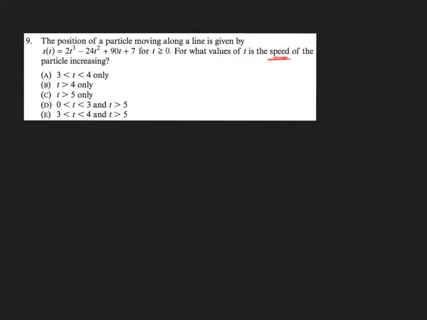A little quick reminder of how to get the speed. We need the velocity, and then we're going to take the derivative. We're going to take the derivative to get the velocity, and then we're going to take the absolute value to get the speed. So this derivative is 6t squared minus 48t plus 90. Okay, and actually we can do a little bit of legwork here.